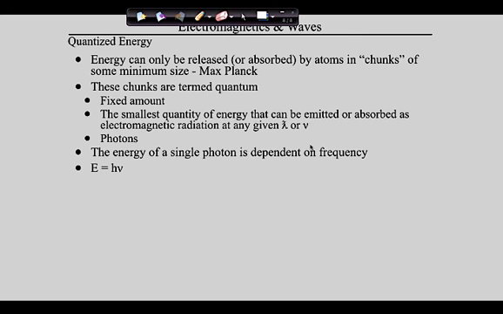Now, guys, h is actually what we call Planck's constant, and its value is 6.63 times 10 to the negative 34th joule seconds. And then nu we already know to be frequency.